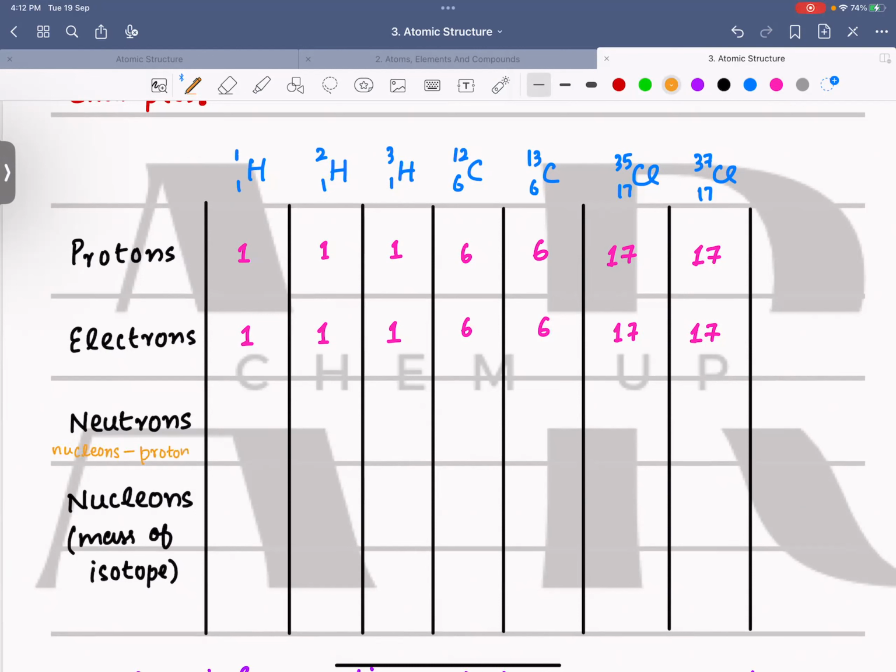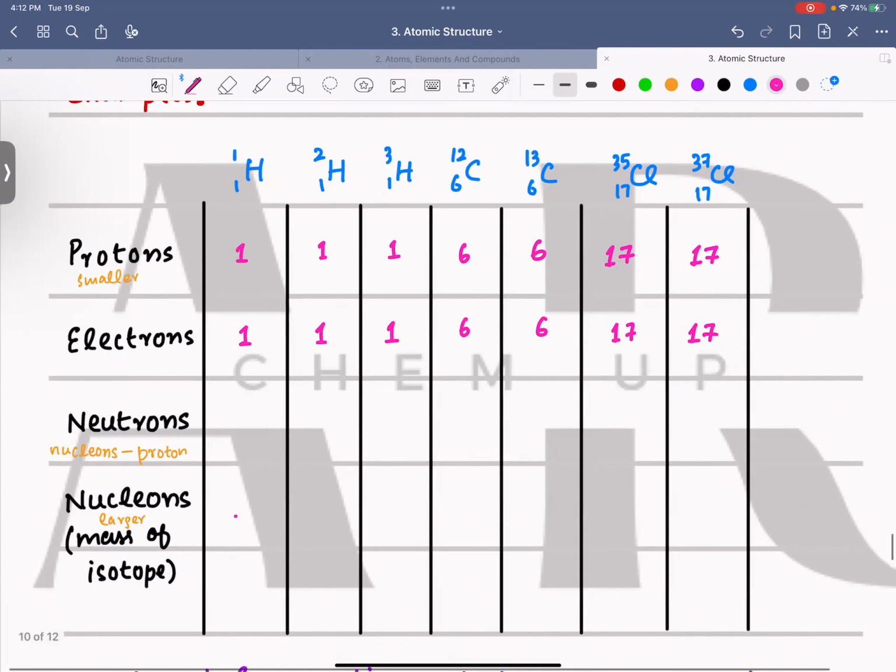And remember, whenever two values are given with an atom, the smaller value is the proton number and the larger value is the nucleon number. So here the number of nucleons is going to be 1, because in this case both values are 1. Here the number of nucleons is 2. The number of nucleons is going to be 3. For carbon, 12. For another carbon, it's 13. For the first isotope of chlorine, it's 35. And for the second isotope of chlorine, it's 37.